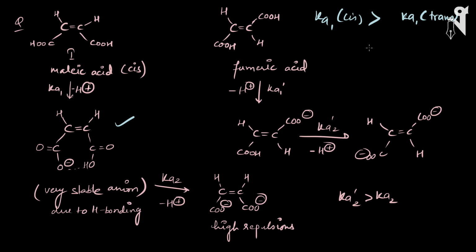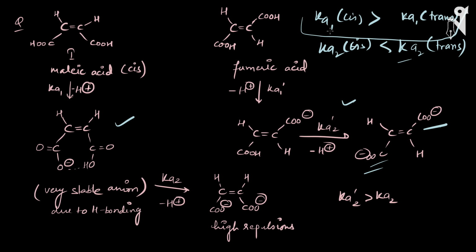Whereas if I compare the Ka2 value, the cis value is very less, because there is a lot of repulsion over here. There is a lot of repulsion in case of cis, whereas in case of trans there is no repulsion, they are very far off, so the Ka2 value will be much better. So the cis Ka2 value is way lesser compared to trans because it's very unstable. So in comparison, the Ka1 value of cis will be better and the Ka2 value of trans will be better.